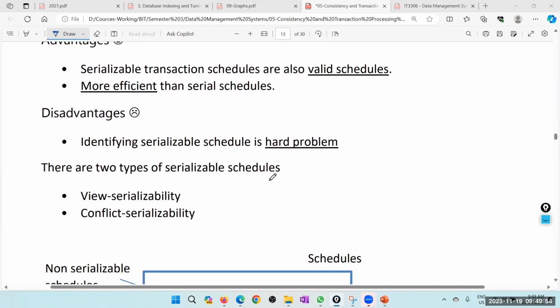identifying a serial or serializable transaction is a hard problem. It's not an easy problem, right? But if someone gives you a serializable transaction, or says that this is a possible serializable transaction, checking whether it is actually serializable, or whether it is really equivalent to one of the serial transactions, is not a hard problem. So finding the serializable transaction is hard. But if someone gives you one, checking whether it is correct or wrong is not a hard problem. It is a simple problem, or relatively simple problem. Okay.